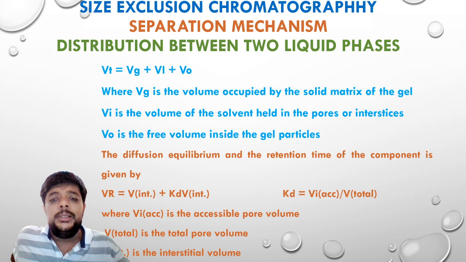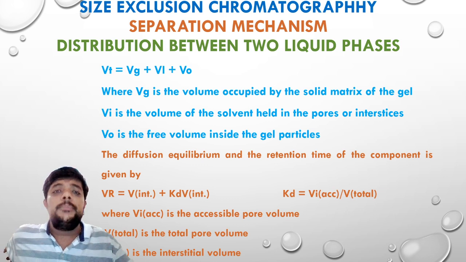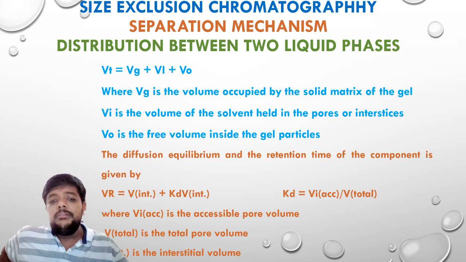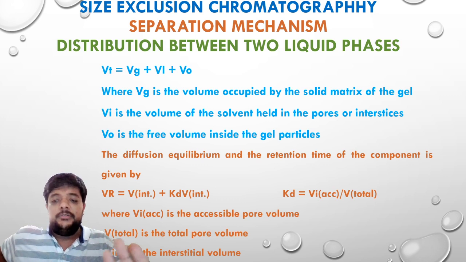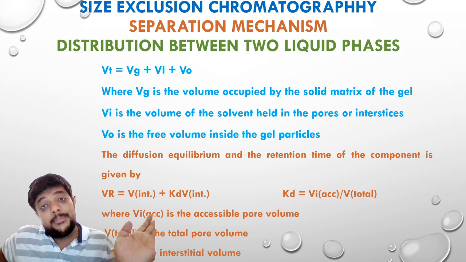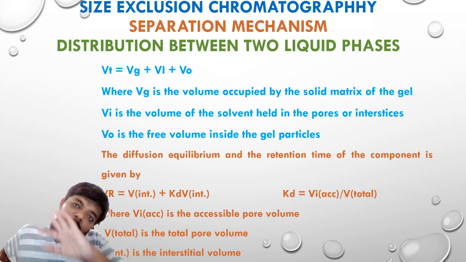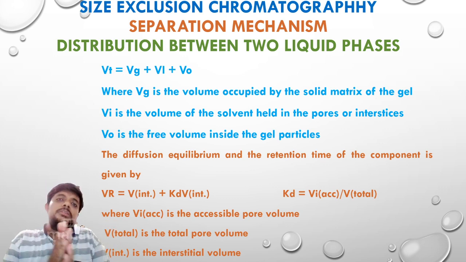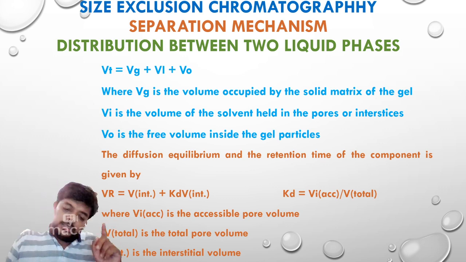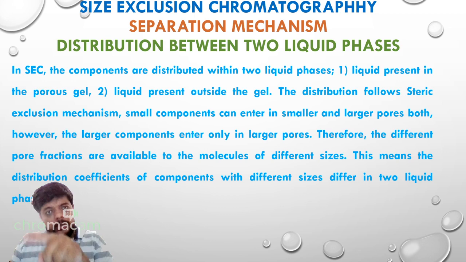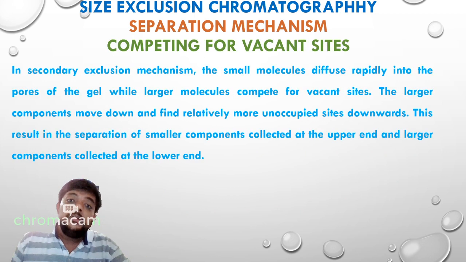The diffusion equilibrium and the retention time of the component is given by Vr = V0 + Kd Vi, where Kd is equal to Vi divided by V total, where Vi is the accessible pore volume and V total is the total pore volume. This is just a mathematical explanation, but our aim should be a thorough understanding of this mechanism.